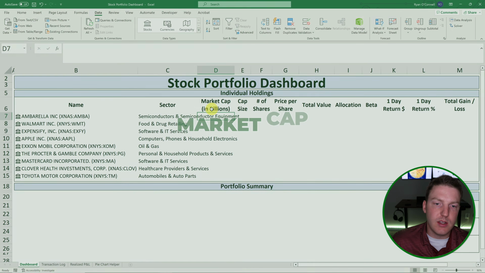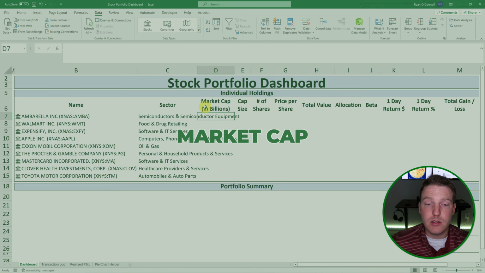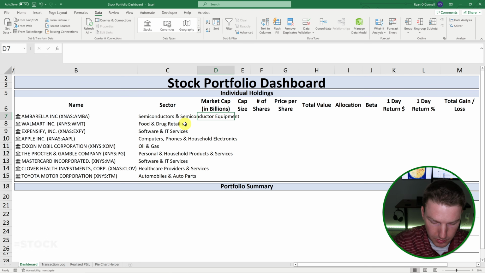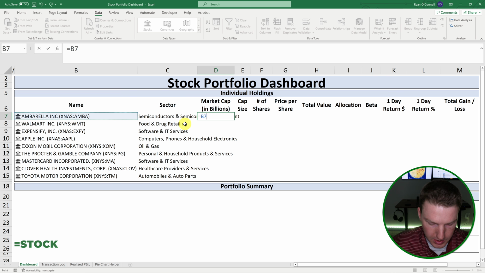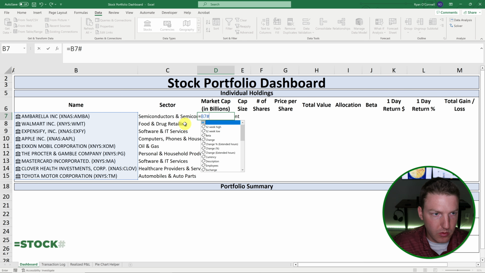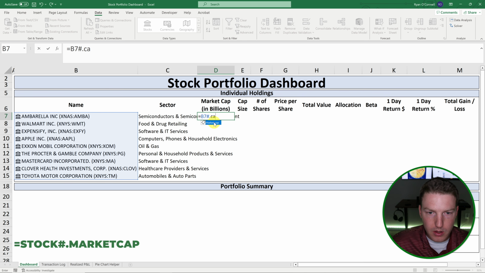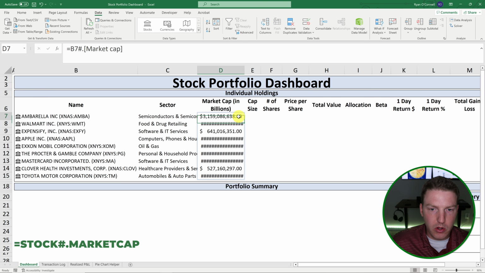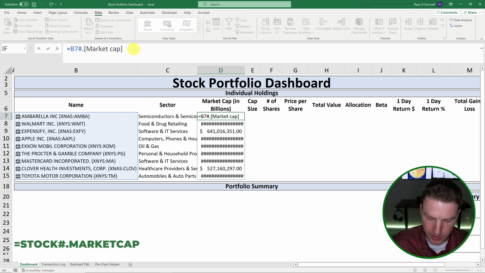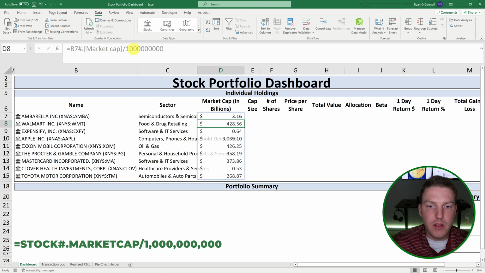Now I'm interested in seeing the market cap in billions. And this one is going to be quite simple. It's just going to be equal to B7 once again. We'll use that spilled array pound sign, and then we'll hit dot and then we will type in cap, market cap. There we go. So this gives us the market cap, but I think this is way too unnecessarily large, so I'm going to divide by 1 billion. And there we have it.